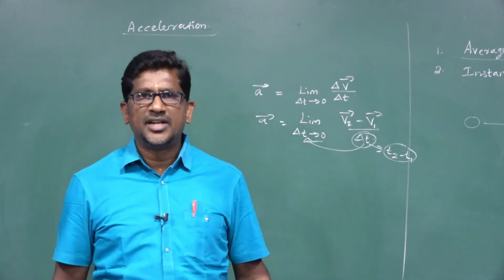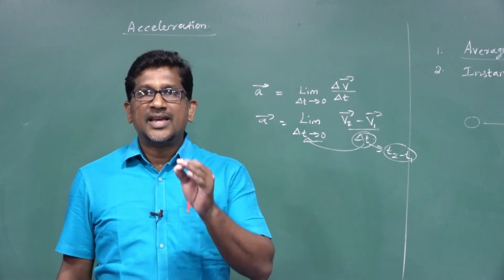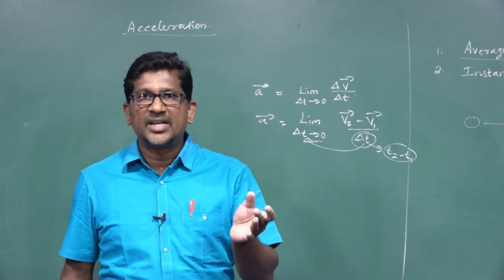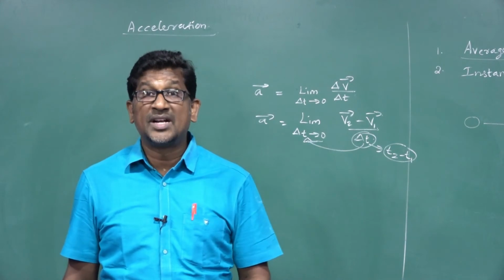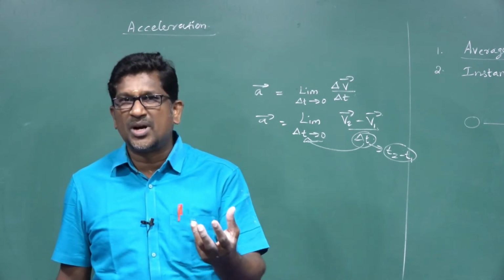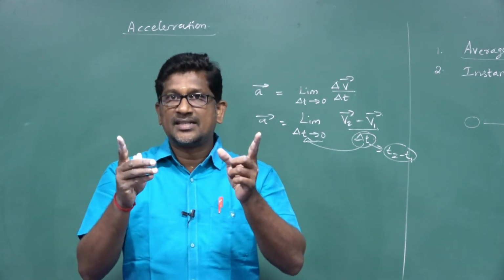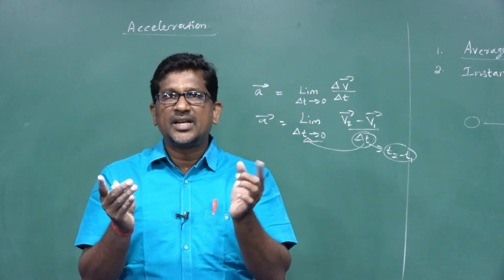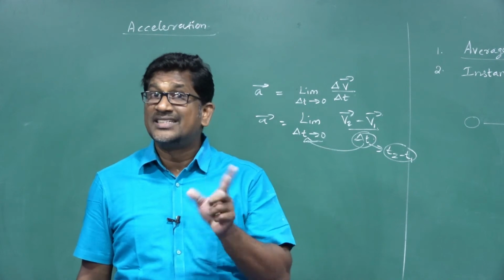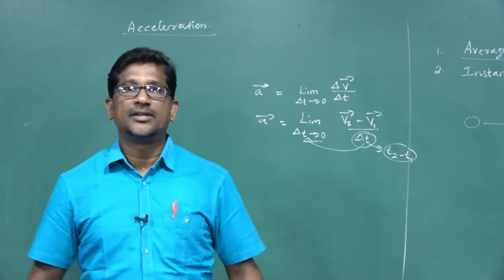There is a simple difference between average acceleration and instantaneous acceleration. The average acceleration gives only the change in velocity of the particle over the time interval del t, that is t2 minus t1. But the average acceleration does not give the acceleration of the particle at any instant t.